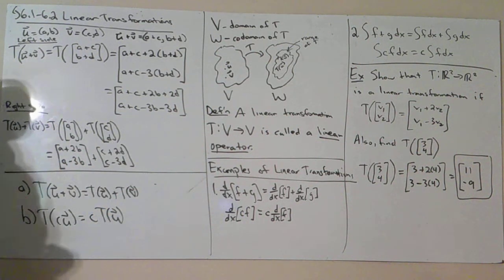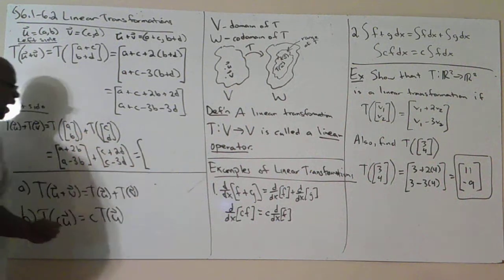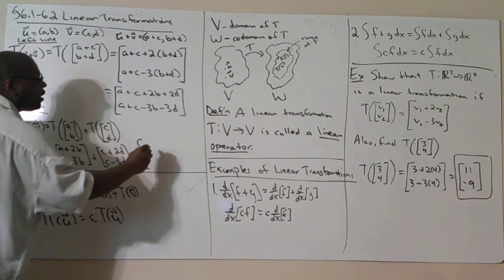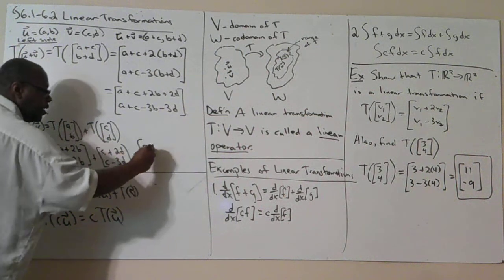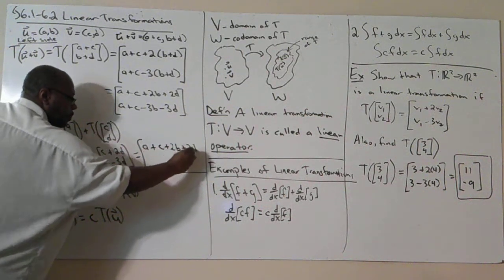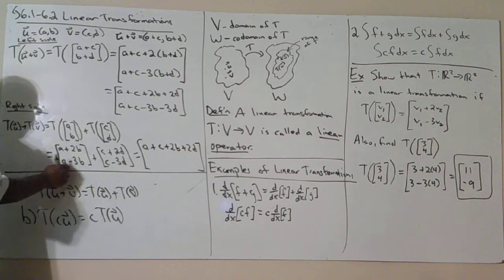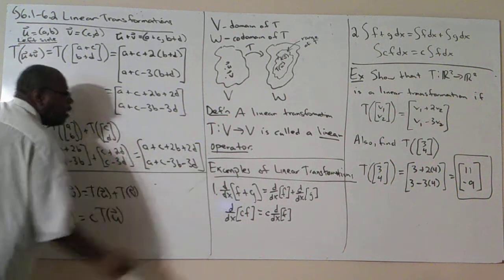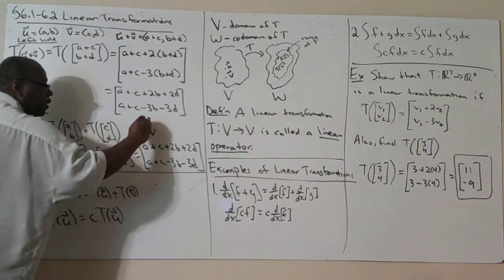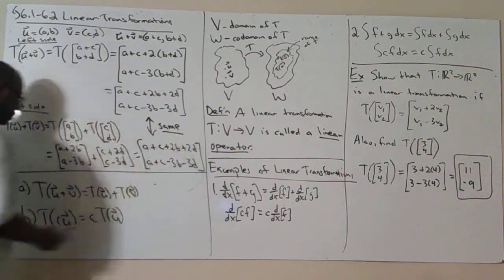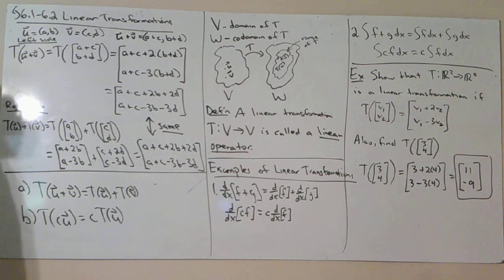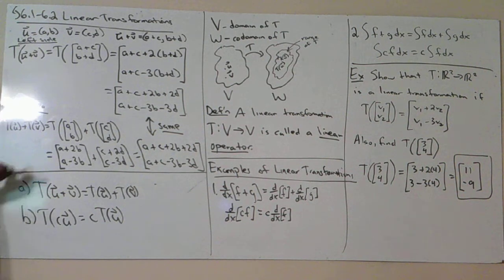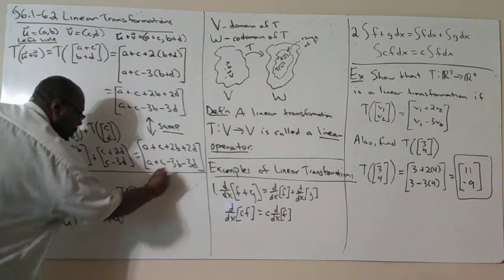What happens when I add these two together? I'm going to write it the same way I have it here. I have A plus C, plus 2B plus 2D. Here I have A plus C minus 3B minus 3D. Are these the same? Are they equal? These are the same. So that means that T of U plus V is equal to T of U plus T of V. So the left side equals the right side, and the first property of linear transformations checks out.